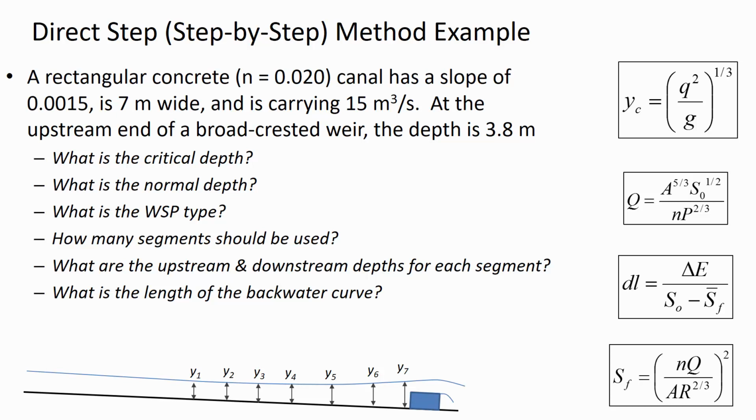It's the same flow rate. Now, this is non-uniform, but it is steady. Steady flow means that the flow rate isn't varying as a function of time. And so here, Q in equals Q out. Even though the depth is changing in the direction of flow, the flow rate itself is constant.